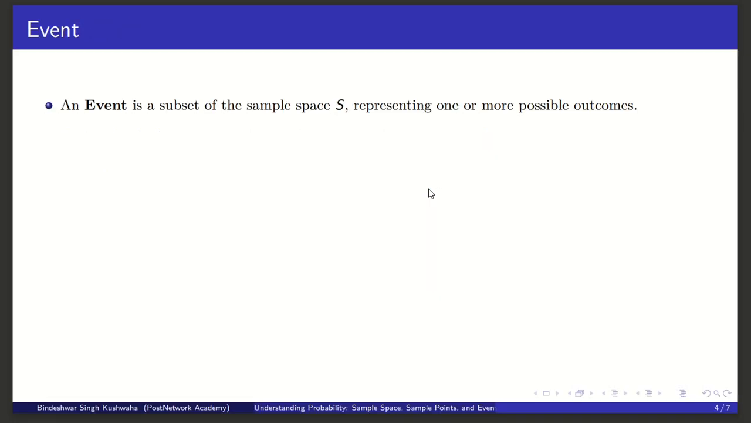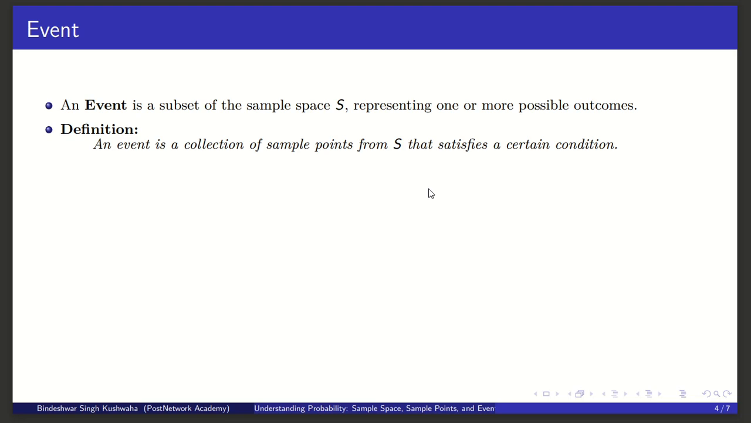Let us discuss event. An event is a subset. Remember, we have written the sample space in a set style, and an event is a subset of that sample space that represents one or more possible outcomes. Definition: an event is a collection of sample points from S that satisfy a certain condition. So it is a subset. An event is a subset of the sample space. Always remember, that is a very important definition.